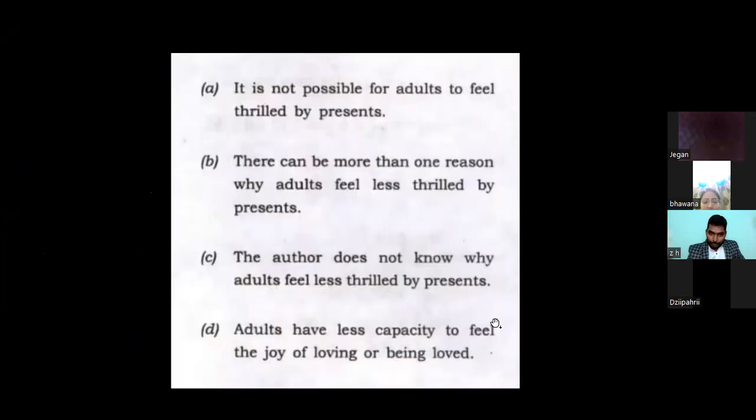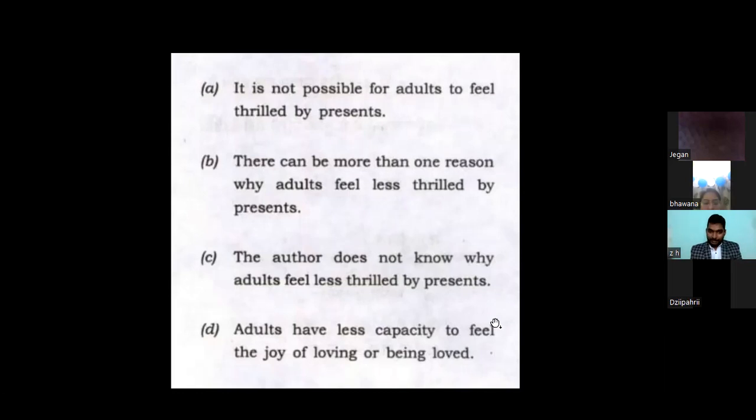Now, jumping to the options, not the question. We are looking at the options. Just read the options, and tell me which one seems more plausible compared to the other options. Okay, sir. It is not possible for adults to feel thrilled by presents. There can be more than one reason why adults feel less thrilled by presents. The author doesn't know. Adults have less capacity to feel the joy of loving or being loved.